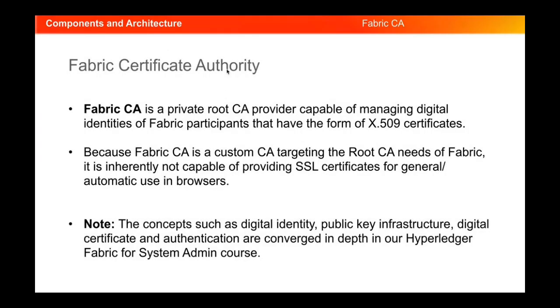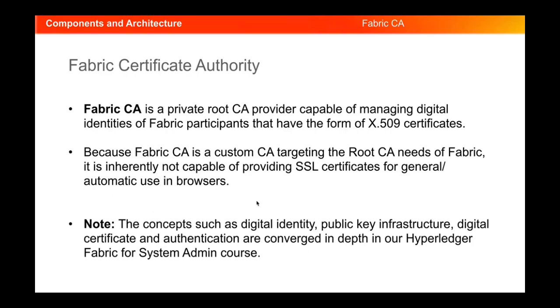Welcome back, everyone. In this section, we are going to look into one more component, which is Fabric Certification Authority. Fabric Certification Authority is a private root certification authority provider capable of managing digital identities of Fabric participants that have the form of X509 certificates. Because Fabric CA is a custom CA targeting the root CA needs of Fabric, it is inherently not capable of providing SSL certificates for general or automatic use in the browser.